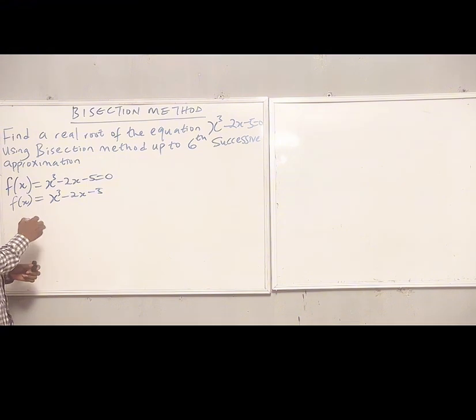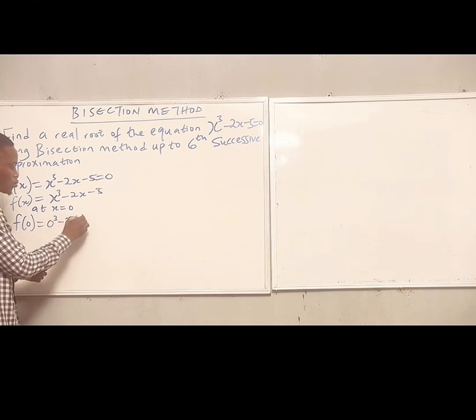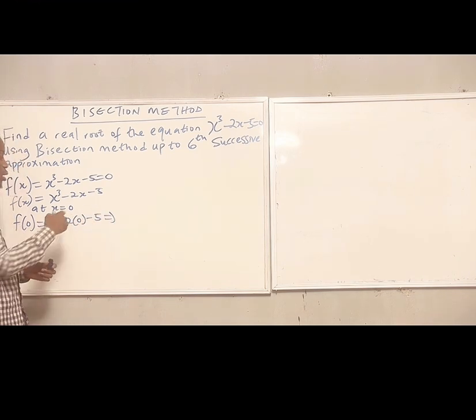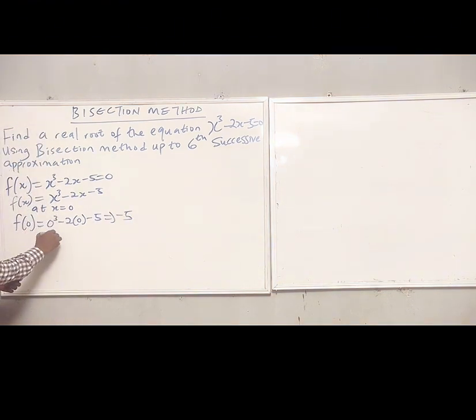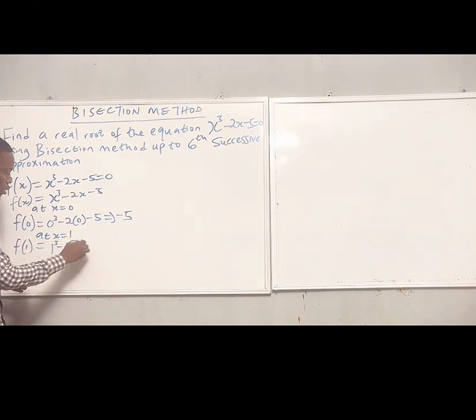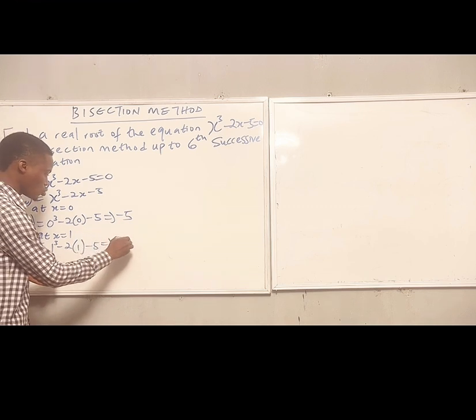So my first iteration, I'm going to take x is equal to 0. So I'm going to put f of 0 equal to 0 to the power of 3 minus 2 times 0 minus 5. At x is equal to 1, f of 1 is equal to 1 to the power of 3 minus 2 into 1 minus 5.